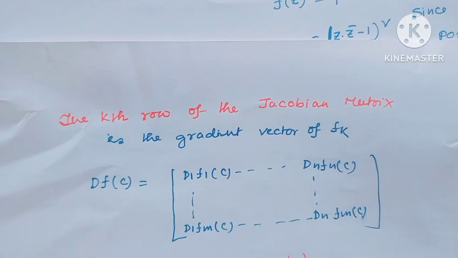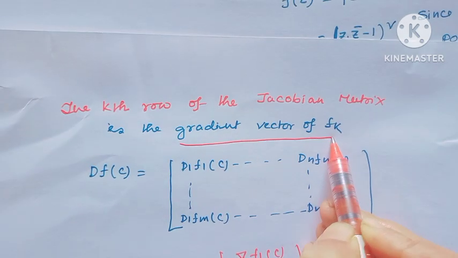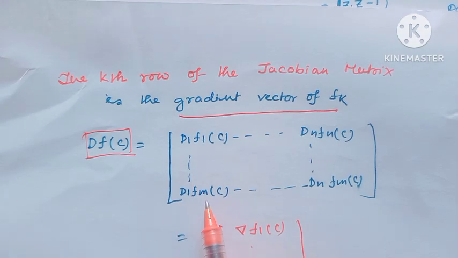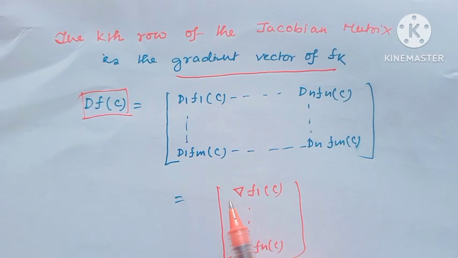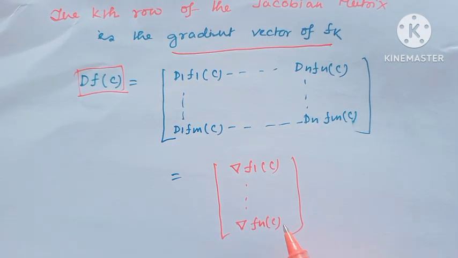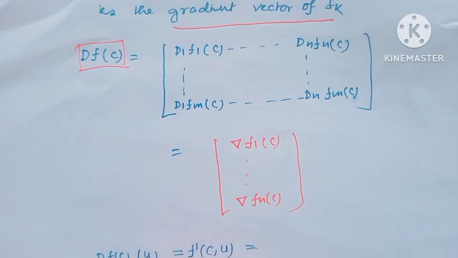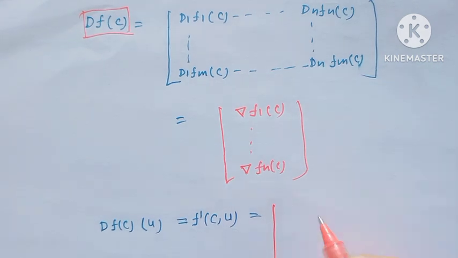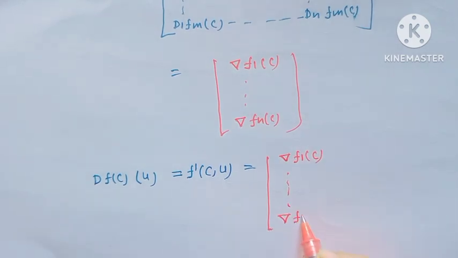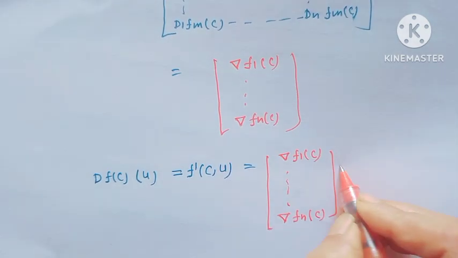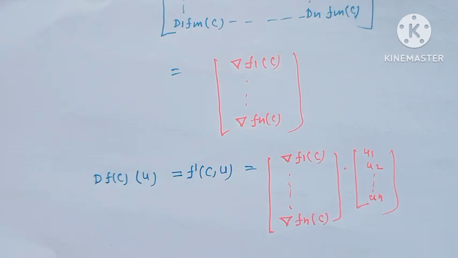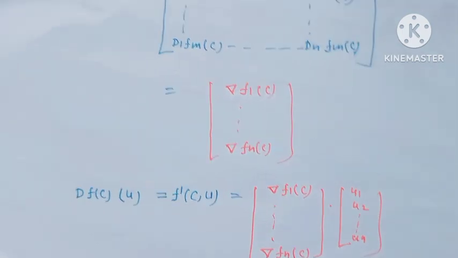The kth row of the Jacobian matrix is actually the gradient vector of fk, and Df(c) equals the matrix with rows D1 f1(c) up to Dn f1(c), continuing to D1 fm(c) up to Dn fm(c), which is equal to the rows gradient of f1(c) up to gradient of fm(c). So the directional derivative of the function f at c with u, equal to f'(c)u, is equal to the gradient of f1(c) up to gradient of fm(c), dotted with u1, u2 up to un. I hope all my viewers have understood these rules.